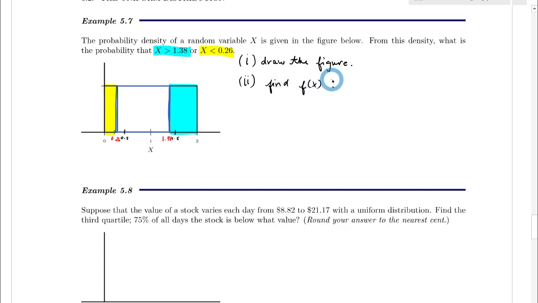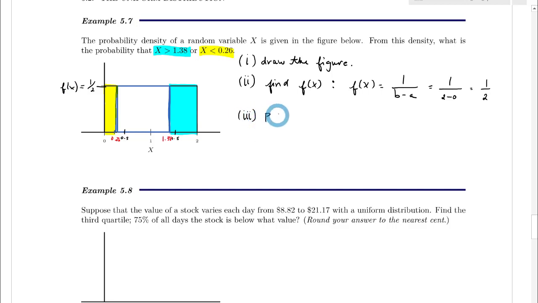We already know what f of x is, right? f of x is equal to 1 over b minus a. So 1 over b minus a is 2 minus 0, which is 1/2. So here, this will be 1/2, which is our f of x. Okay, and then this is going to be kind of funny because we're going to kind of combine things here.